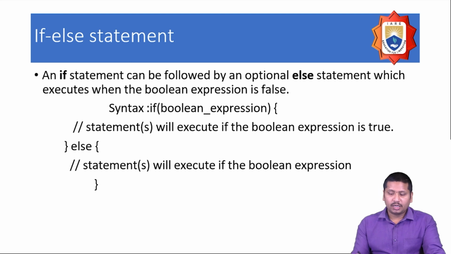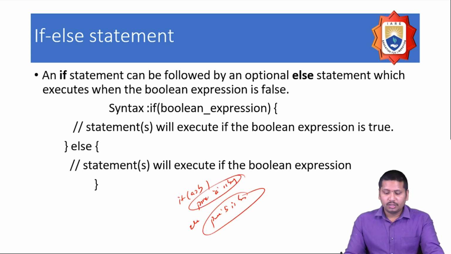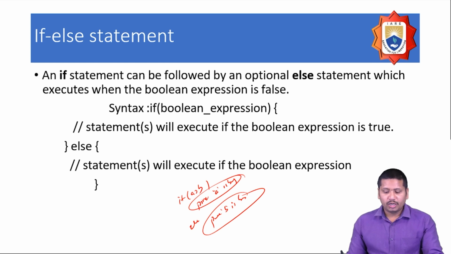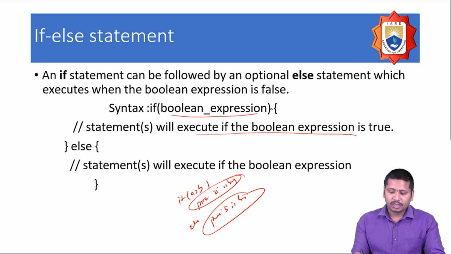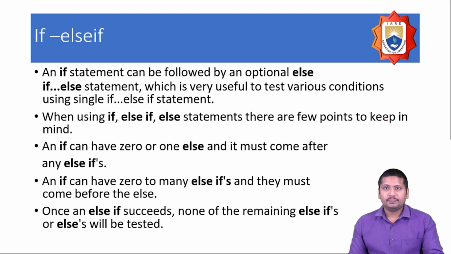And if else is the other kind of statement. Suppose if a is greater than b, print a is big, else print b is big. This is the other kind of statement. The else part is optional. If the boolean expression is true, then those statements are executed, and if the expression is false, then the else statements will be executed.